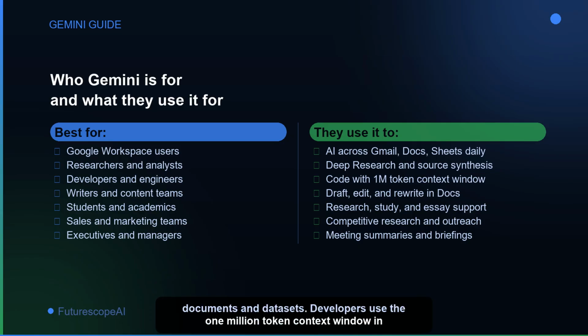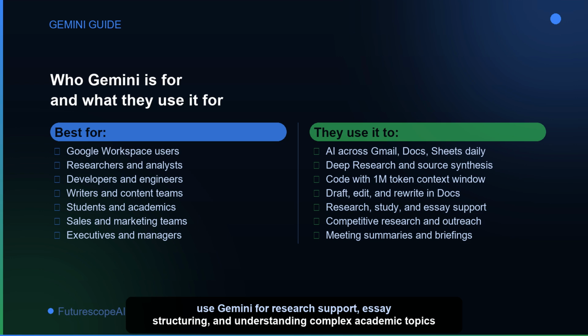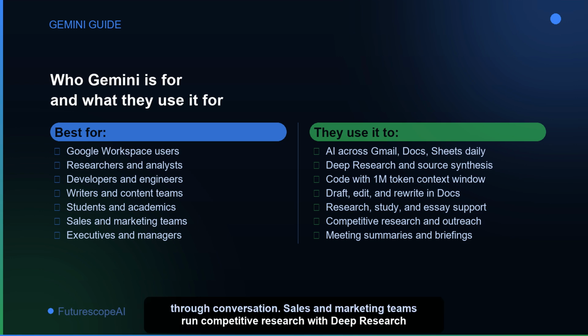Developers use the 1 million token context window in Gemini 2.5 Pro to process and reason across entire codebases. Writers and content teams use Gemini and Docs to draft, edit, and rewrite content without leaving their working document. Students use Gemini for research support, essay structuring, and understanding complex academic topics through conversation. Sales and marketing teams run competitive research with deep research and use Gemini to personalize outreach and analyze market positioning.